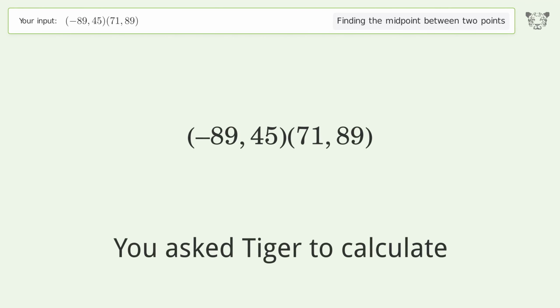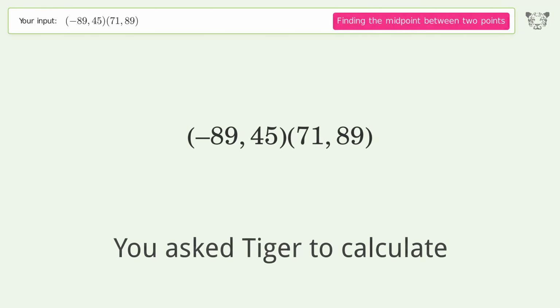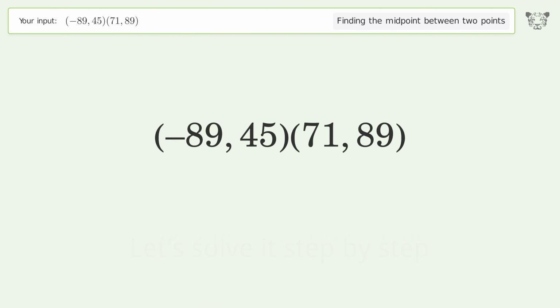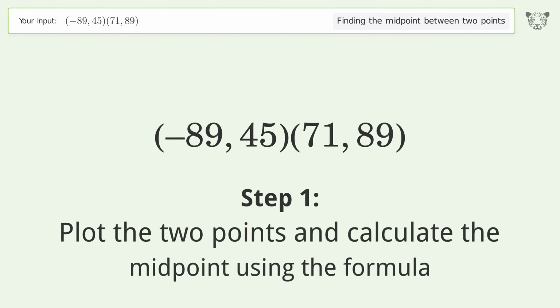You ask Tiger to calculate. This deals with finding the midpoint between 2 points. The midpoint between the 2 points is -9,67. Let's solve it step by step. Plot the 2 points and calculate the midpoint using the formula.